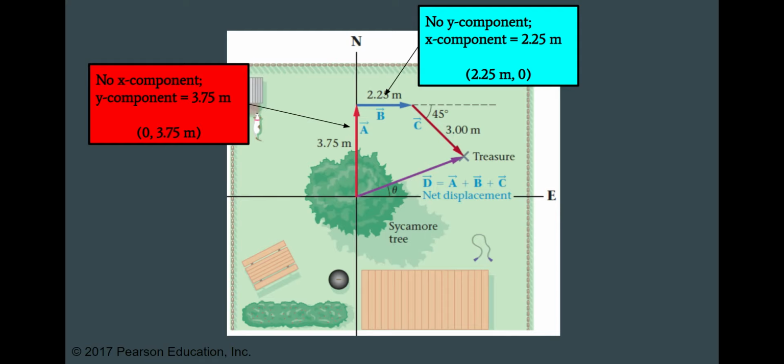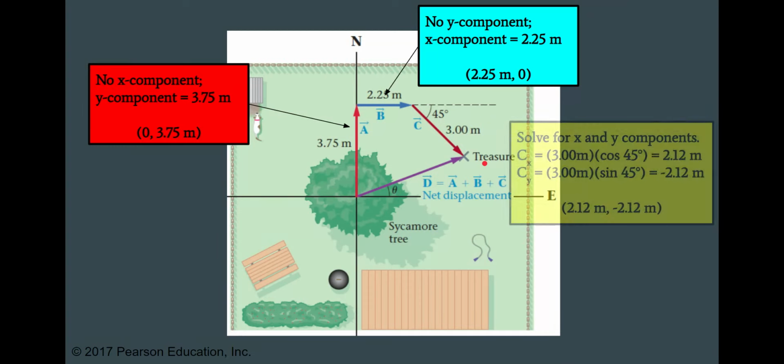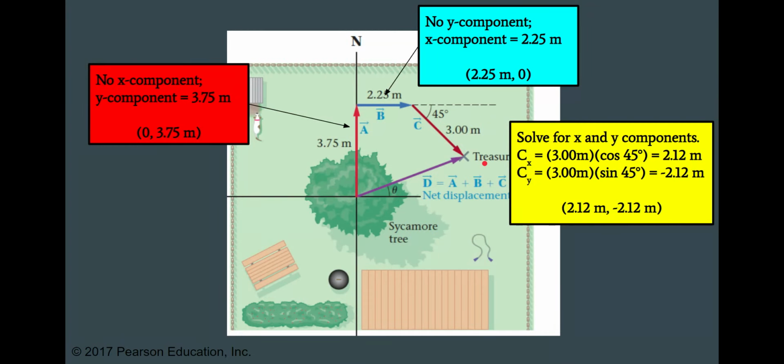Now for vector C, we're going to have to do a little more work because vector C is diagonal, which means it has both an X and a Y component. I went ahead and showed you this because we've already done this a few times, so hopefully you're getting the hang of it. We are going to take our vector C and multiply it by the cosine of 45 degrees, which is our angle here, in order to find the X component. And we're going to do the same with the sine of 45 in order to find the Y component. You'll see that we get a positive value for the X component, but we get a negative value for the Y component. That makes sense because we are moving in this negative Y direction.